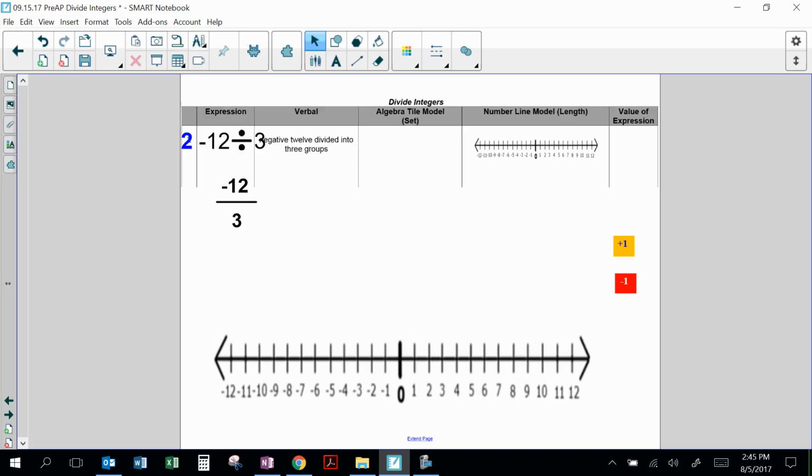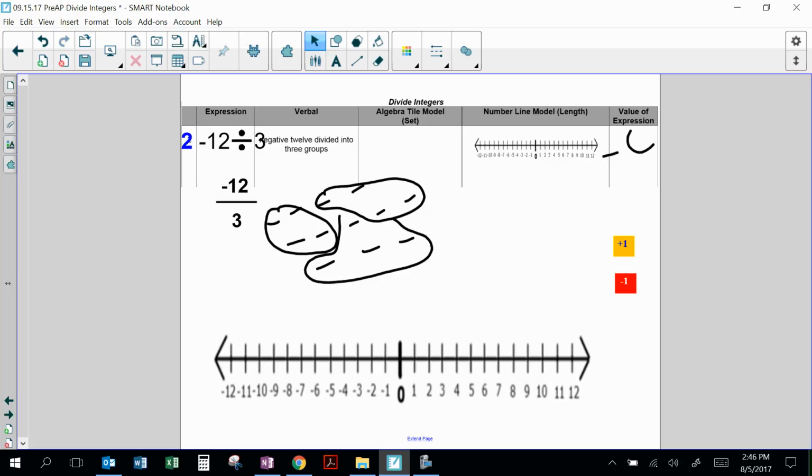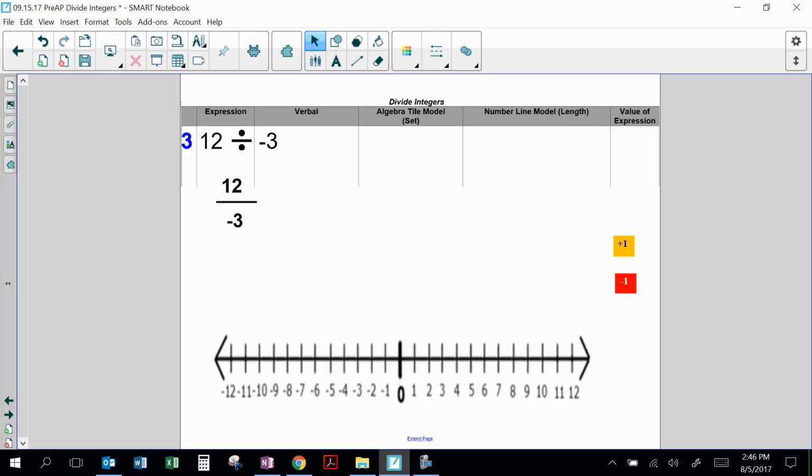Next one. You have 12 negatives. I need to divide it into 3 equal groups. One equal group, one equal group, one equal group. That'd be negative 4. Can I show it with my number line? I have 12 negatives. I need to divide these into 3 equal groups. Negative 4, negative 4, negative 4.